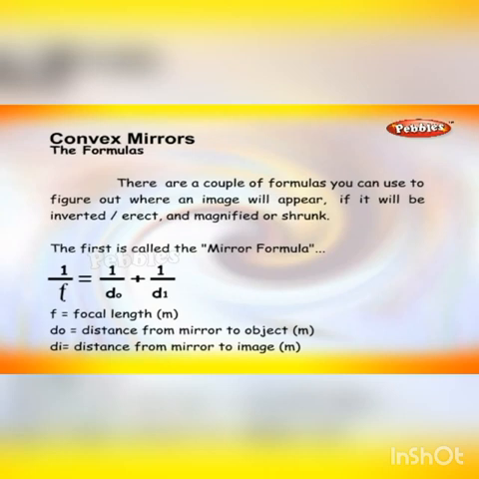The formulas. There are a couple of formulas you can use to figure out where an image will appear, if it will be inverted or erect and magnified or shrunk. The first is called the mirror formula. 1/f = 1/do + 1/di, where f is the focal length in meters, do is the distance from mirror to object in meters, and di is the distance from mirror to image in meters.